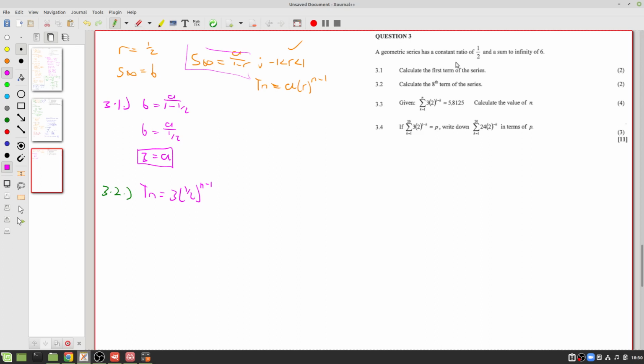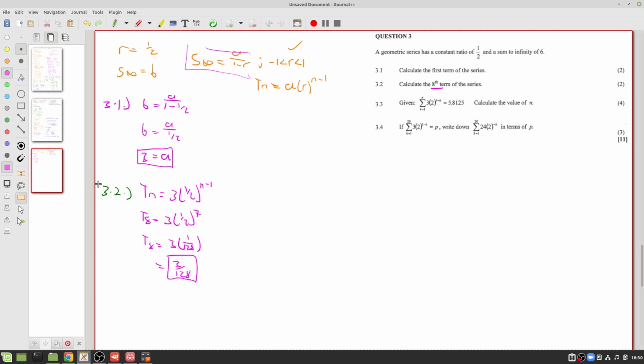So that's our nth term, and we need to find the 8th term, so we just replace n with 8. T8 equals 3 times a half to the power 8 minus 1. So 8 minus 1 is 7, and then we just work this out. 3 times a half to the power 7 is 3 times 1 over 128, which simplifies to 3 over 128. So that is our 8th term.